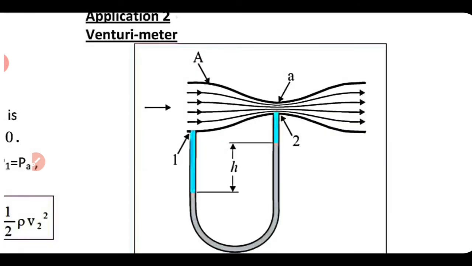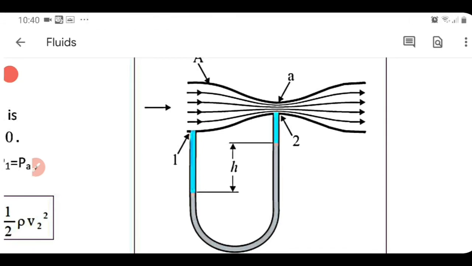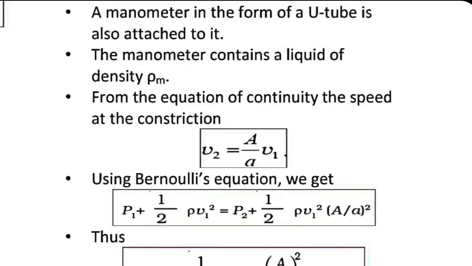So the Venturi meter consists of a U-tube and it has a container or a flowing part, a tube through which the liquid is flowing, and the tube has variable cross section actually. At the broad end, its area is capital letter A and it has a constriction. At the constriction, its area is small letter a. That U-tube manometer consists of a liquid whose density we assume to be rho m. So rho m is the density of the liquid in the U-tube manometer.